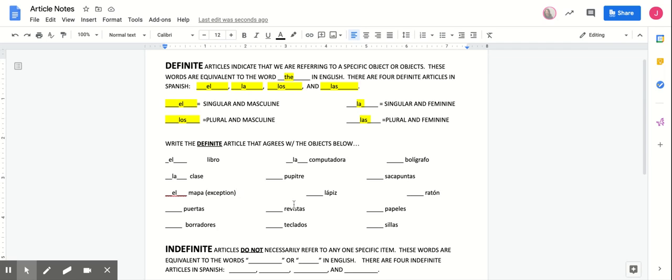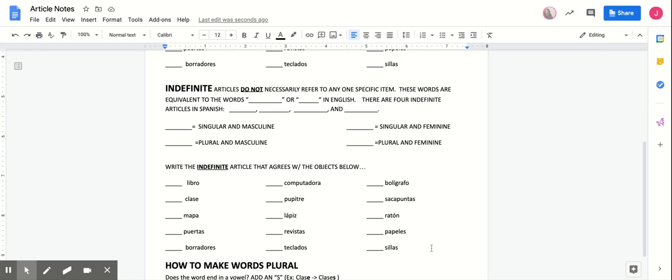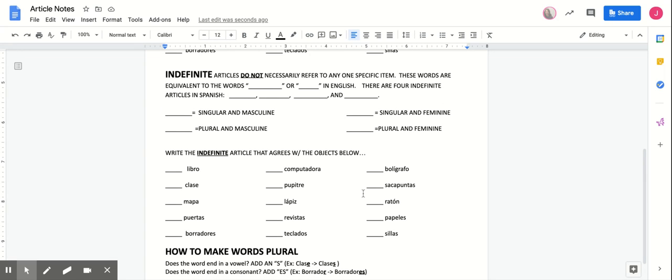All right, so those are definite articles. Remember, it's the 4 different ways to say the in Spanish. Now let's scroll down to indefinite articles. Now, these indefinite articles do not necessarily refer to any one specific item. These words are equivalent to a in Spanish, or they are equivalent to some in Spanish, depending on if they're singular or if they're plural.